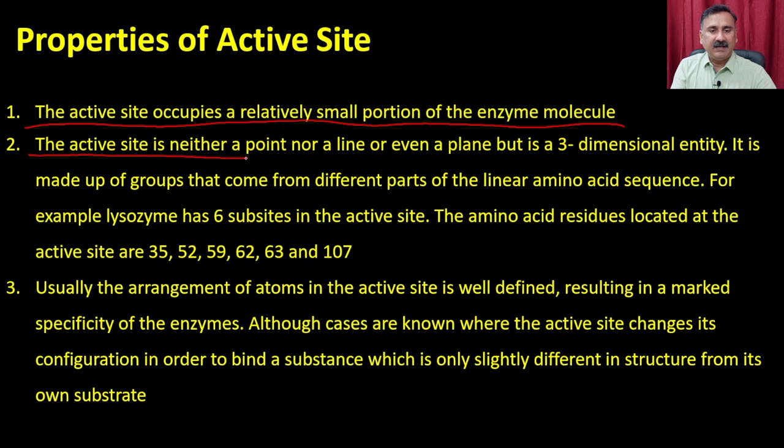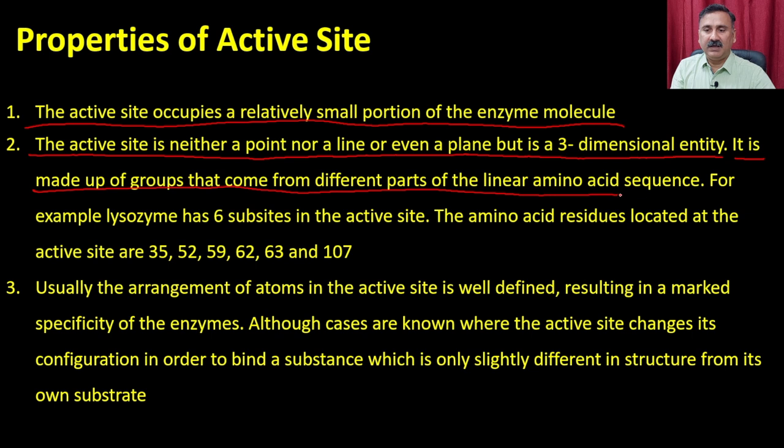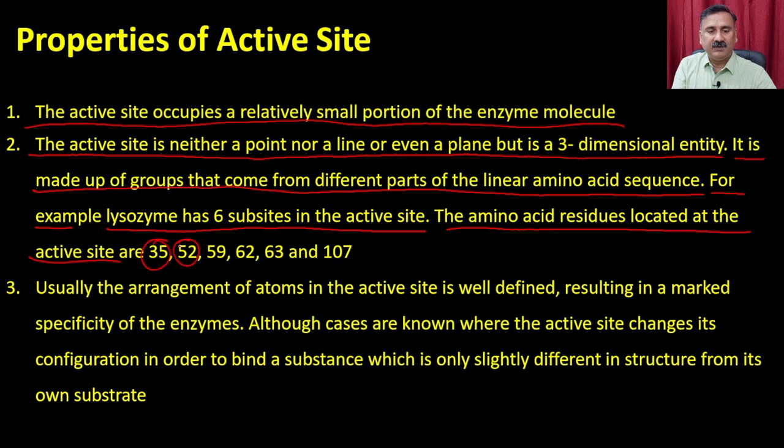The active site is neither a point nor a line or even a plane, but it is a three-dimensional entity. It is made up of groups that come from different parts of the linear amino acid sequence. For example, lysozyme has three sub-sites in the active site. The amino acid residues located at the active site are 35, 52, 59, 62, 63, and 107.